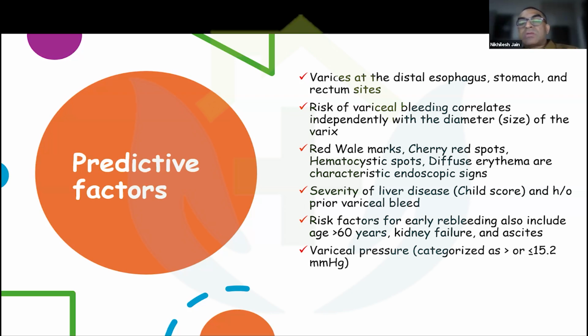Severity of liver disease, which is scored by a Child score, along with a history of prior variceal bleed, are prominent risk factors and predictive factors for a rebleed. Risk factors for early rebleed also include age more than 60 years, a coexisting kidney failure, and ascites. Then you look at variceal pressure, which is categorized as increased, or if you have to signify a cutoff of what to define as a cutoff in terms of increase or decrease, the cutoff value would be defined as less than or equal to 15.2 millimeters of mercury.